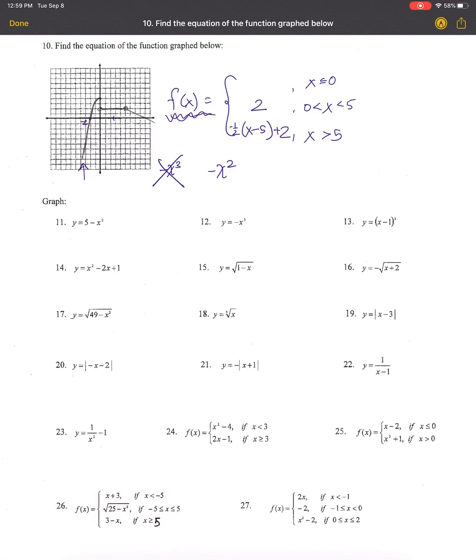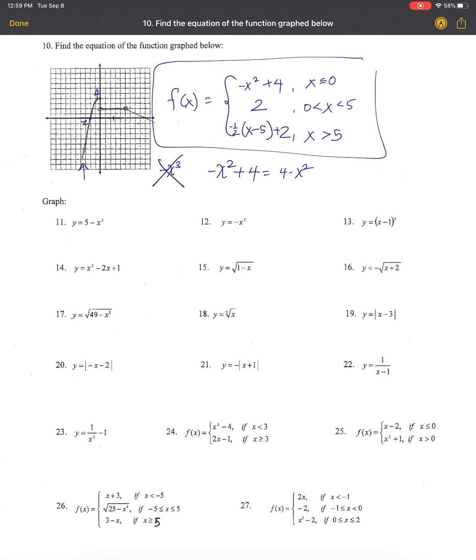Sorry, I'm having trouble with this pencil. It is a +4. So I need this to shift up 4. And if you guys want to write it as 4 minus x squared instead, that's fine. -x squared plus 4, also great. Okay, so this is what my function should look like. Okay, my piecewise function right here. Okay, if you have any questions, just send me a message.